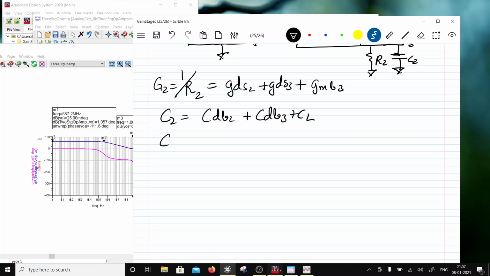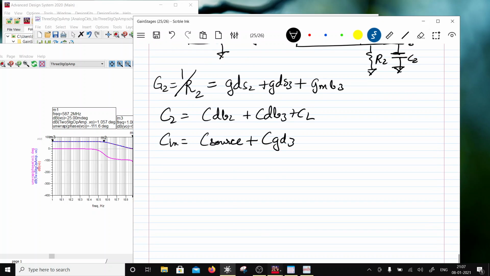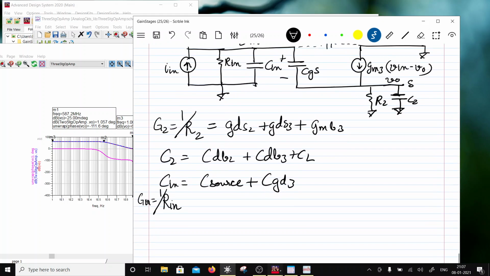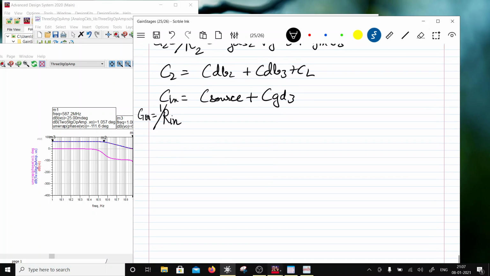And then you have got C in will be equal to C source plus CGD3, because if you see, the capacitance CGD here would be connected to ground, right? So this will come with C source in C in. Okay, and then you have got R in, so G in is equal to 1 over R in. Okay, so now having done that, let's write down the equations.